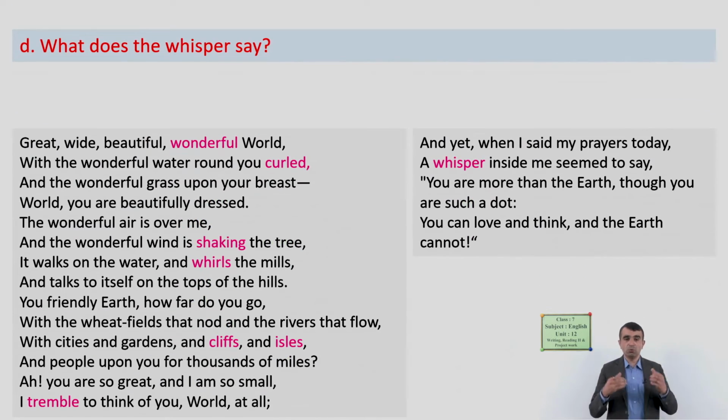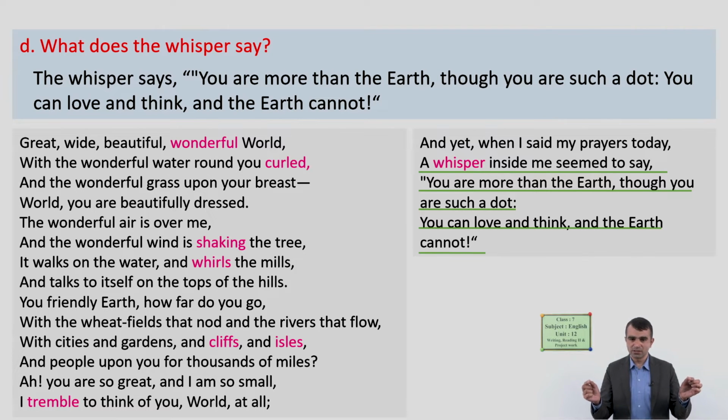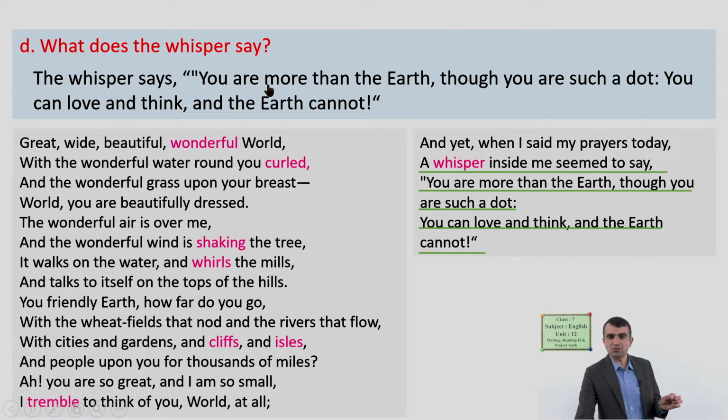Now, let's do another. Number D, what does the whisper say? What does the whisper say? You can see here at the end of the poem. Well, that is clearly given, is it? A whisper inside me seemed to say, you are more than the earth, though you are such a dot. You can love and think, and the earth cannot. That is given. So, here you can write the answer. The whisper says, you are more than the earth, though you are such a dot.